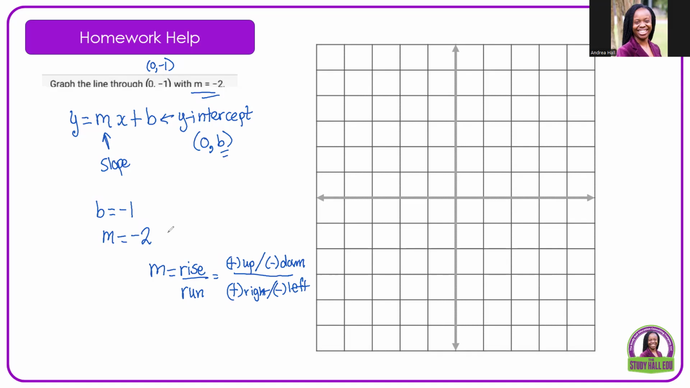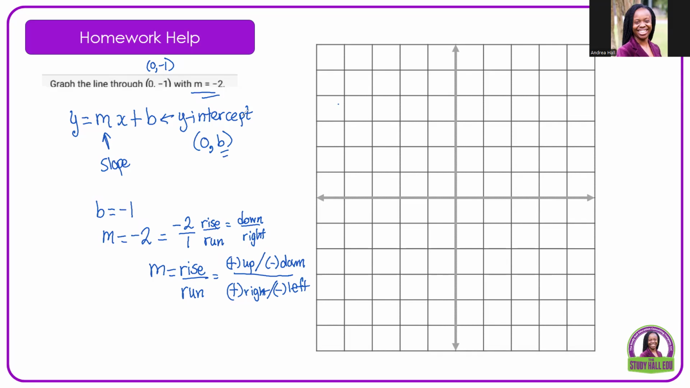Okay? Now with this slope, we just have a -2. There's no denominator. So whenever you have a whole number and you want to do the slope, you're going to put your whole number over 1. That's how we make a whole number into a fraction. So that's our rise over our run. And because that's a -2, you're going to go down. And because it's a +1, you're going to go to your right in this case. And our y-intercept is -1.